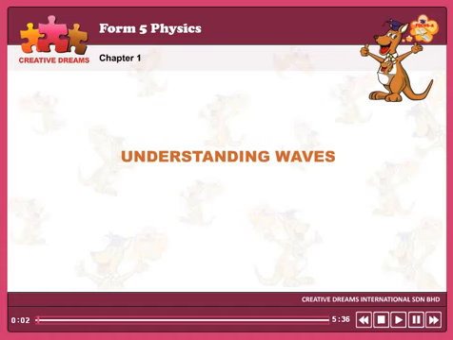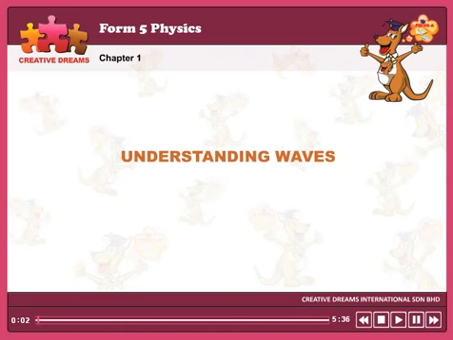The last phenomenon of the wave, interference. Interference is the superposition of two waves originating from two coherent sources. Sources which are coherent produce waves of the same frequency. Constructive interference occurs when the crests or the troughs of both waves overlap to produce a wave with the crest and the trough of maximum amplitude.